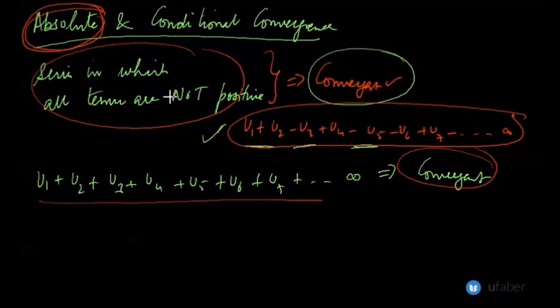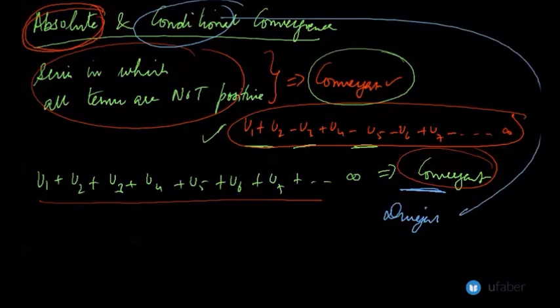Okay, and if this thing becomes divergent, then this condition is known as conditional convergence. That is, it was convergent only in a given condition, otherwise not. Let's take an example for this kind of convergence.